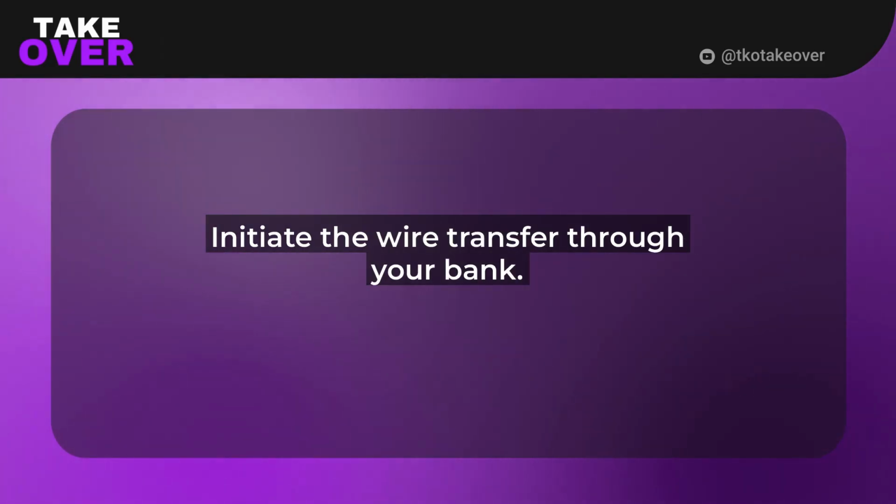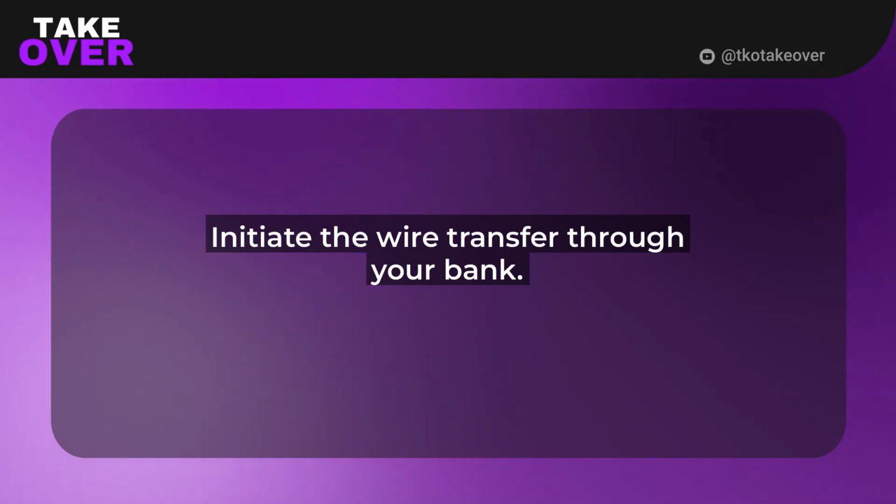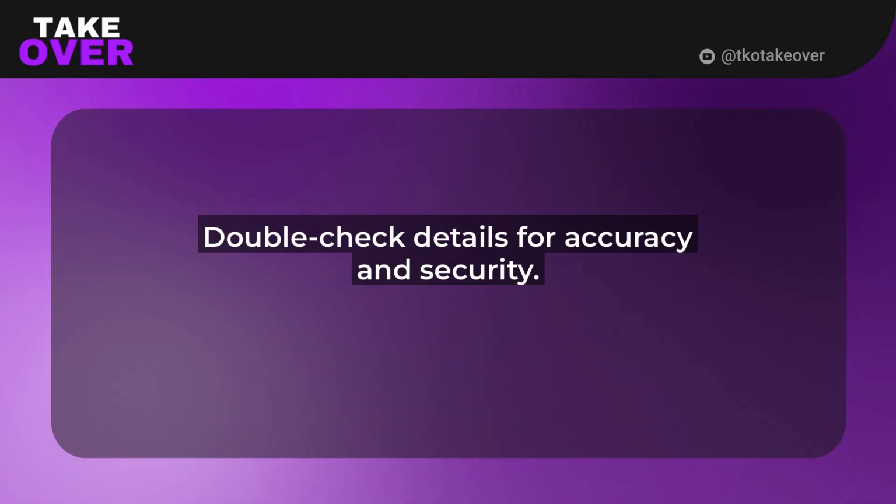Now, switch over to your bank's online portal or visit a branch. Look for the wire transfer option and enter the details provided by Coinbase. You'll need to include your name, the amount you want to deposit, and possibly a reference number. Remember, wire transfers can take 1 to 2 business days to process, so plan ahead.